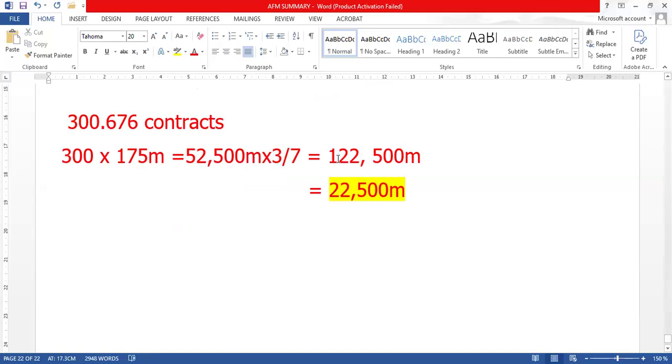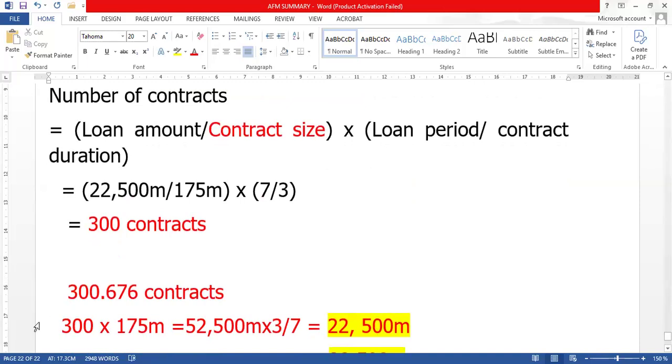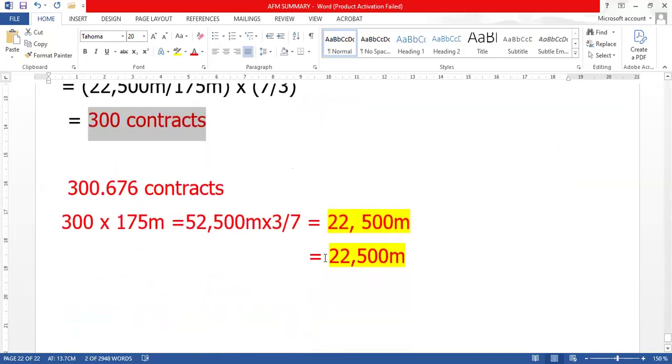Times 52. Because I saw that, you get 22,500, like what we had initially. So it means that like what we have calculated here, these contracts can cover your amount. So your futures contract can cover your amount to be hedged.